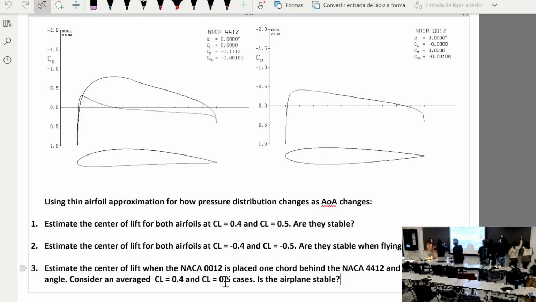This was still like the first one, the non-symmetrical one. It's always like, yeah, so as we increase the CM increases, the distance goes closer to the nose.